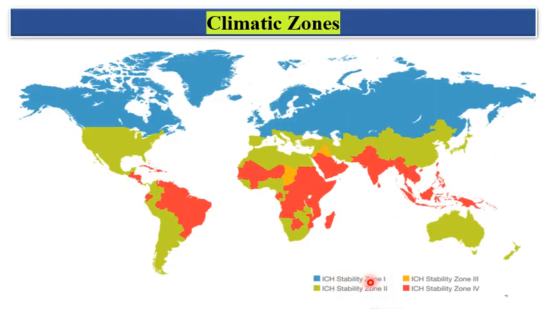So the ICH zone 1 you can see in the blue region here. These are the ICH zone 1 countries. Then zone 2 is in the green color. Then zone 3 is in the orange color, and very small dots are here. So zone 3 countries are very few in this picture, and zone 4 countries are red in color. Our India comes into this zone 4, and some of the Asian countries are also in zone 4.